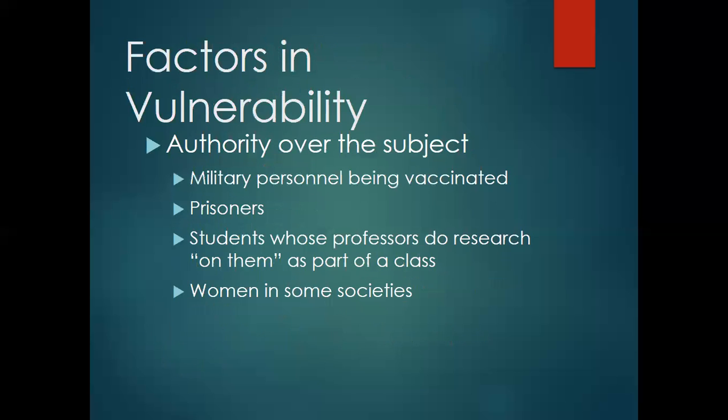So when we look at it, the concern we have from a factor is the authority over the subject. As an example, military personnel being vaccinated. Some would say military personnel would not be considered a vulnerable group. Basically, as they sign up for serving the military, they sign specific documents that say they will follow the rules and regulations, and one of them would be vaccination, depending on where they may be deployed to. That's pretty tough.